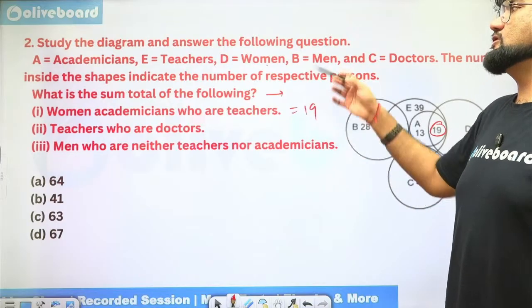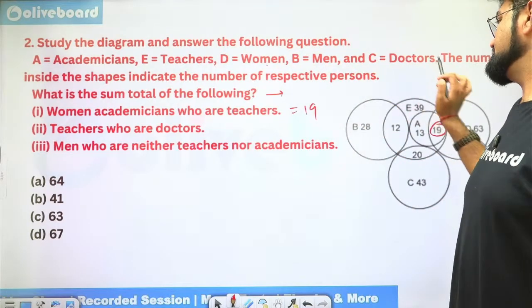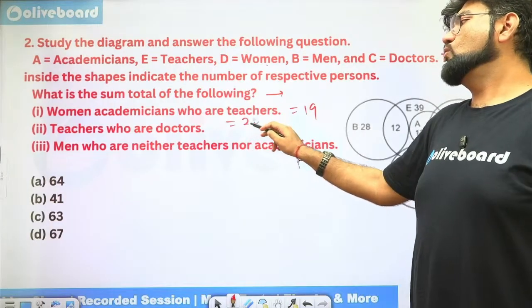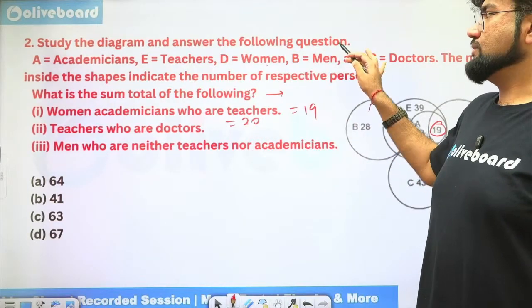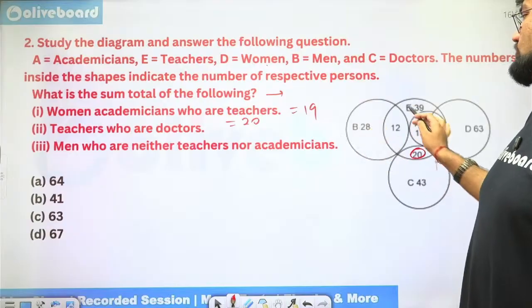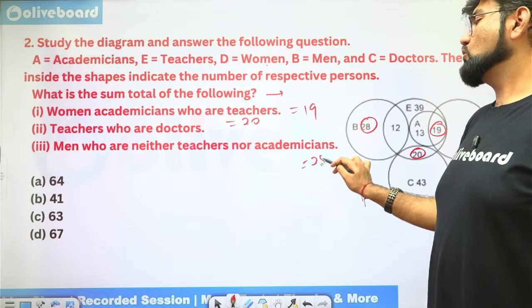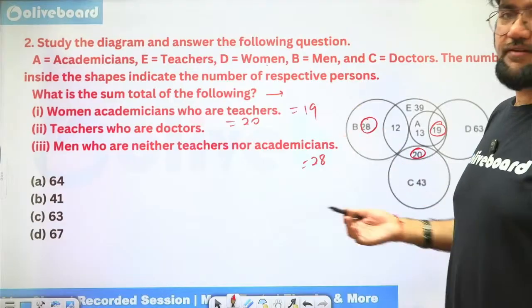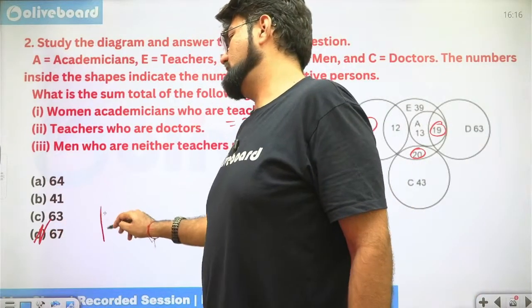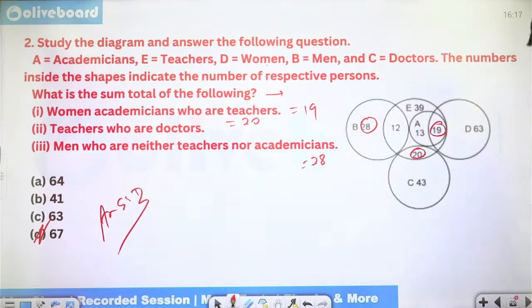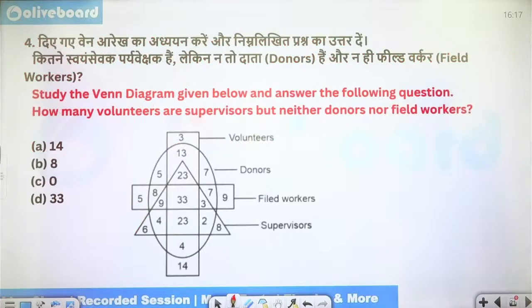Okay, next. Teachers who are doctors. E, C. E and C. We have 20 people here. And men who are neither teachers nor academicians. So it should be a part of B, but not A and E. Should be a part of B, but not A and E. So only 28 are left here. But they are asking you the total here. 8 and 9. Unit digit is 7. Which is only 67. So option D is the right answer. Easy question. Okay, next. It's all a game of observation.